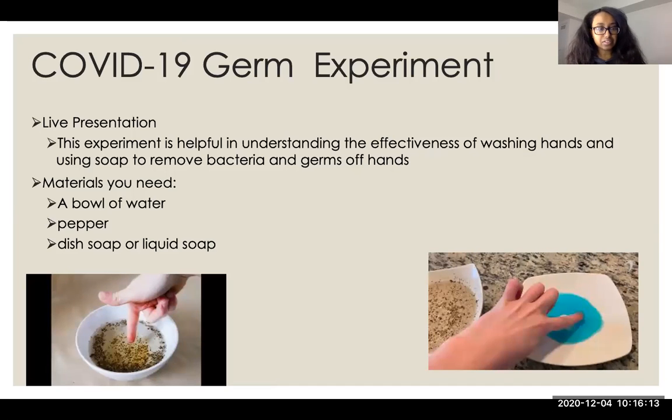What you will need is just a basic bowl of water, pepper, and dish soap or liquid soap. It doesn't matter the temperature of the water. You just put water in a bowl, and you dip your fingertips into the liquid soap, and then also make sure to have the pepper in the bowl. Once you have the pepper in the bowl with the water, put the fingertips that have the soap in the bowl, and you'll see that as soon as you put your finger with the soap in, the pepper will spread out and away from your fingers.